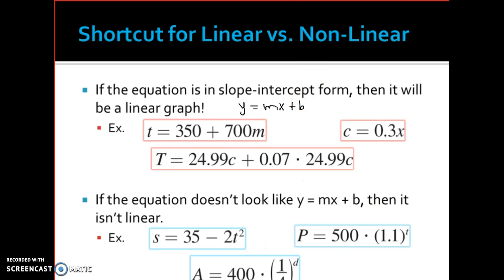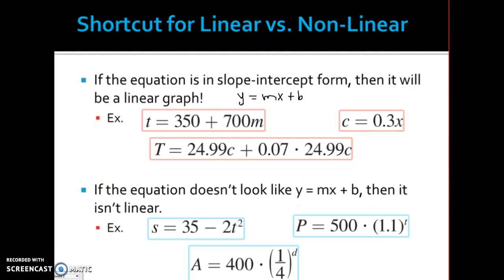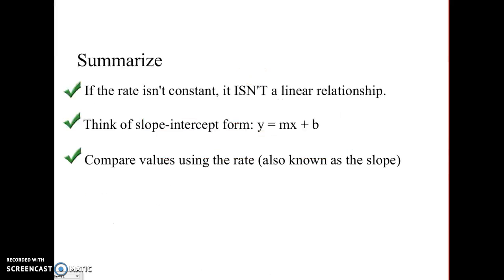These ones are examples of graphs that are not linear. It doesn't look like y equals mx plus b, mainly because this one has an exponent, this one has a variable raised to an exponent, and this one is a variable exponent. So examples of equations that are not linear have exponents involved, or you're dividing by a square root or something like that. All linear equations look similar to our slope-intercept form equation.